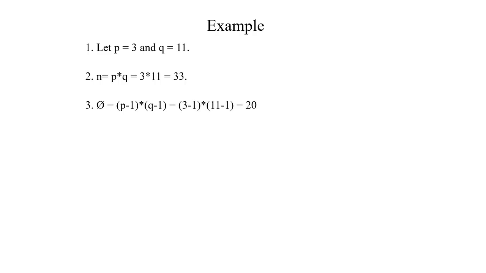Let us have the example of RSA algorithm. Let p is equal to 3 and q is equal to 11. In the second step, compute n such that it is a product of p and q. So in this example, 3 into 11 equal to 33. Next, compute phi such that it will be a product of p minus 1 and q minus 1. So in this example, phi is 20.